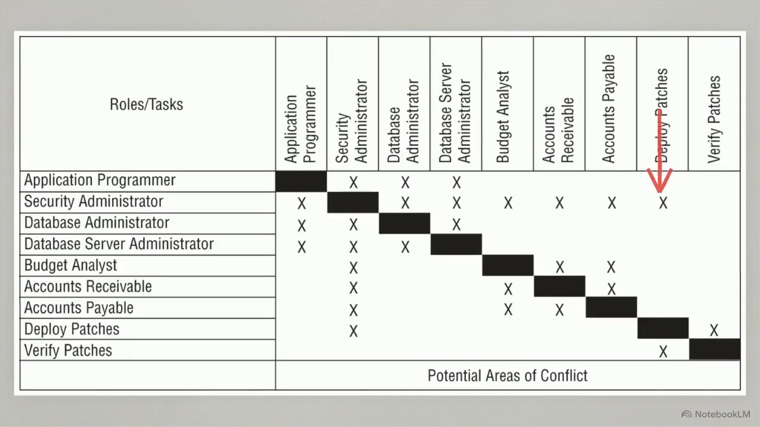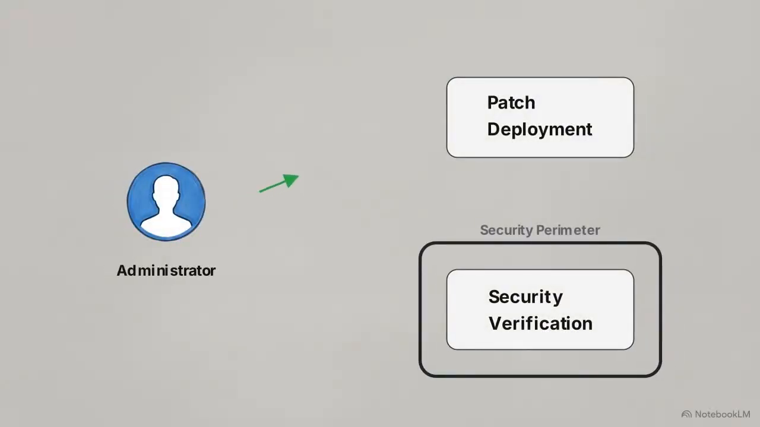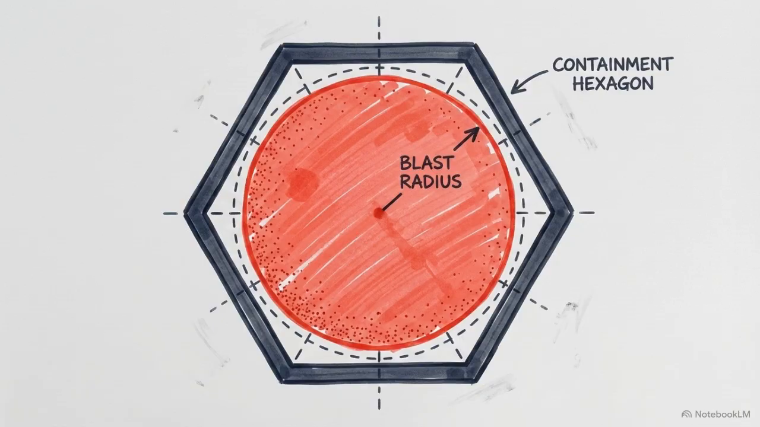Notice the intersection here. The matrix strictly forbids the security administrator from deploying patches. This restriction enforces separation of duties and two-person control. Critical processes are divided, so no single individual can execute a sensitive action end-to-end. The individual responsible for verifying the security of a patch can never be the same individual who deploys that code. If they were, a compromised administrator could push malicious code and then sign off on their own security check. An access control matrix is a rigid architectural constraint designed specifically to contain the blast radius of an insider threat.